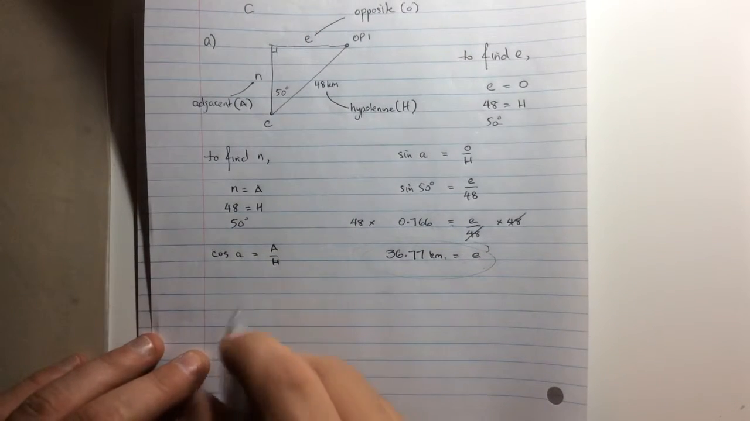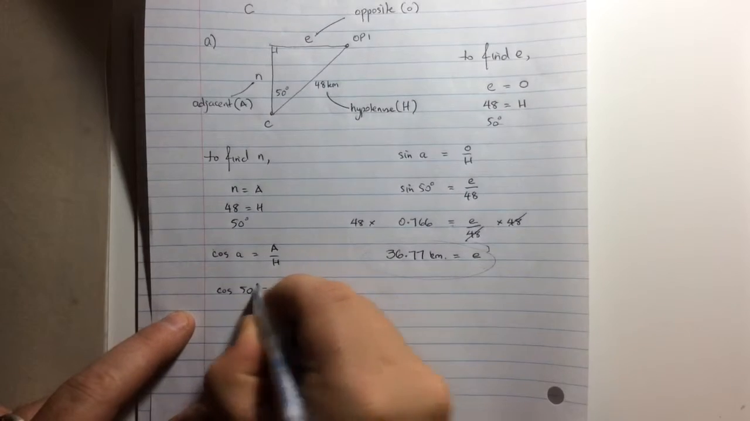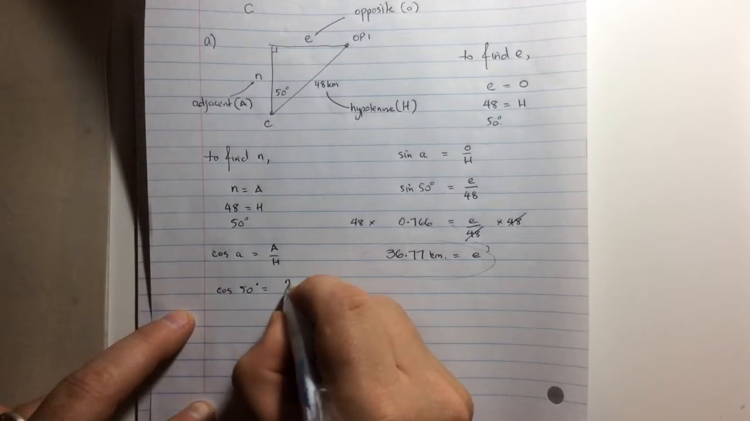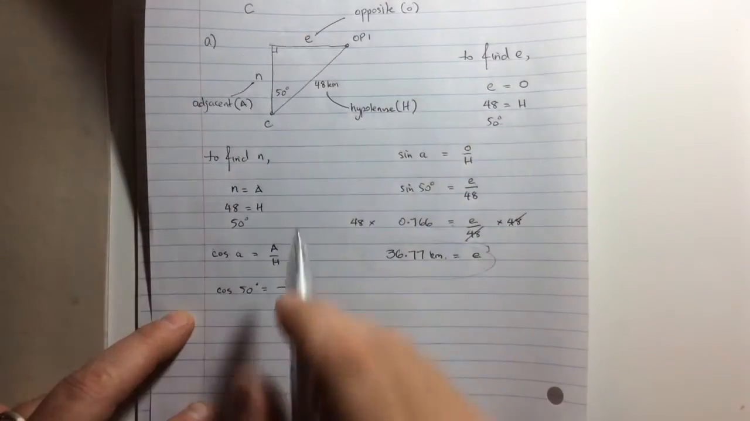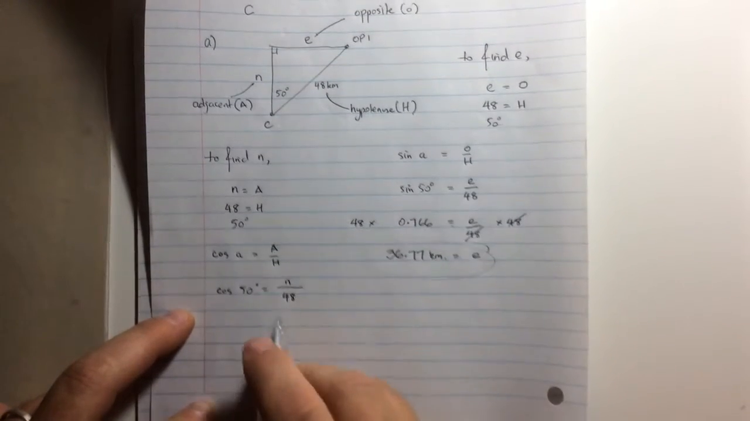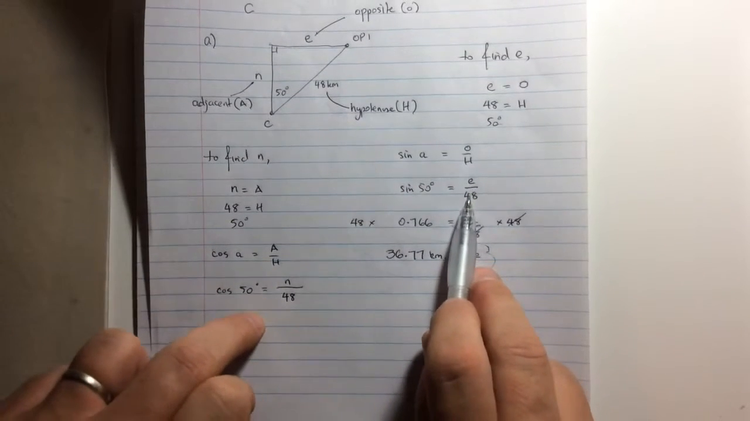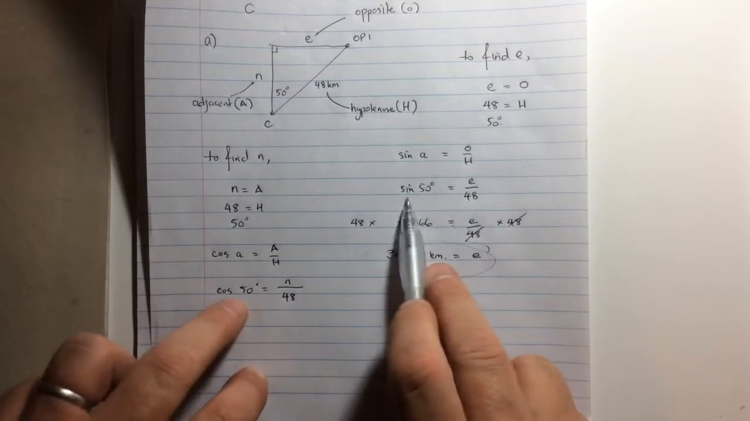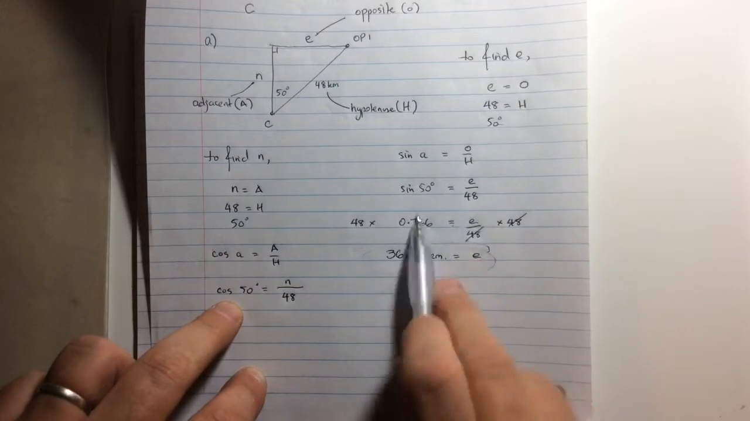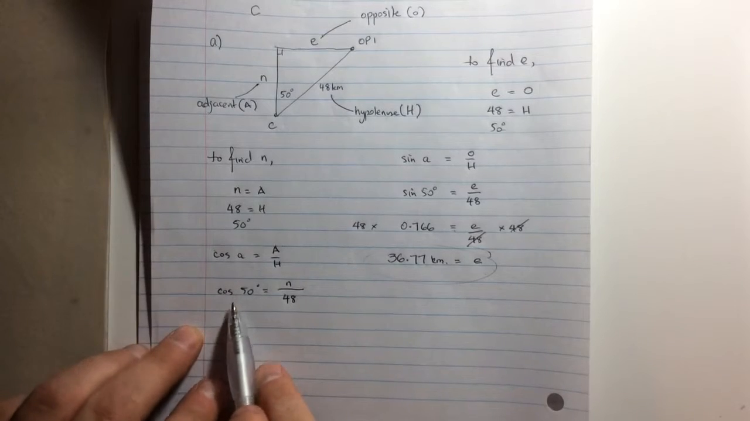And so let's plug in the things I've got. Cos of 50 is the adjacent side, which I happen to call n. You can call them whatever you like. I just call it n for north. Divided by the hypotenuse, divided by 48. You can see I've got pretty much exactly the same thing. It's just instead of sine of 50, it's cos of 50. But my working is going to be the same. It won't be 0.766 because it's the cos of 50.